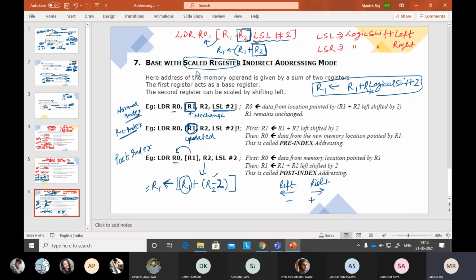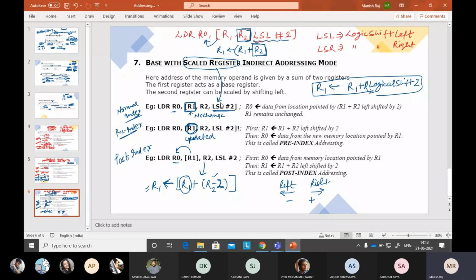And what is the meaning of scaled register? Is it clear to you? Is it or not? Please tell me. Sir, just once more, please explain the scaled register, sir.